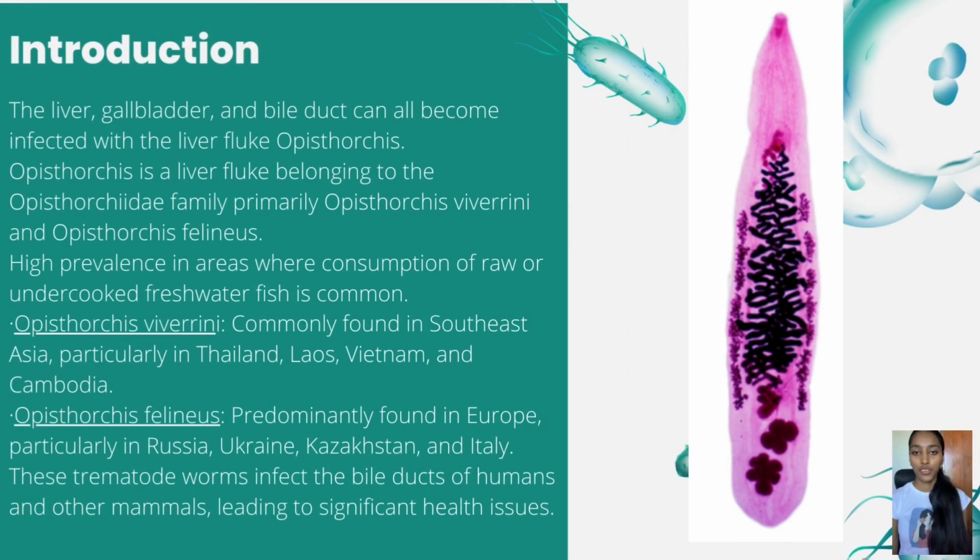So the liver fluke Opisthorchis infects the liver, the bile duct and also the gallbladder. Opisthorchis is a liver fluke belonging to the Opisthorchiidae family, primarily Opisthorchis viverrini and Opisthorchis felineus. High prevalence in areas where consumption of raw or undercooked freshwater fish is common. Opisthorchis viverrini, commonly found in Southeast Asia, particularly in Thailand, Laos, Vietnam and Cambodia. Whereas Opisthorchis felineus predominantly found in Europe, particularly in Russia, Ukraine, Kazakhstan and Italy.